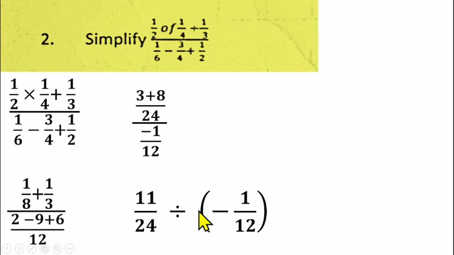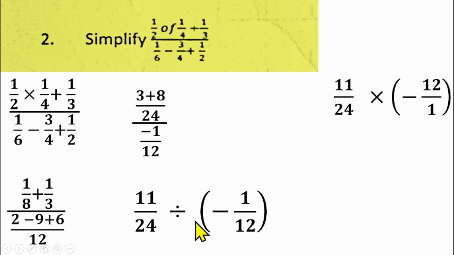You can now change this one to times. So that will give us 11 over 24 times minus 12 over 1. So 12 can go in 24. That will give us a 2. So that will give us a minus 11 over 2, which is a minus 5 1/2. So that's the solution for question number 2.